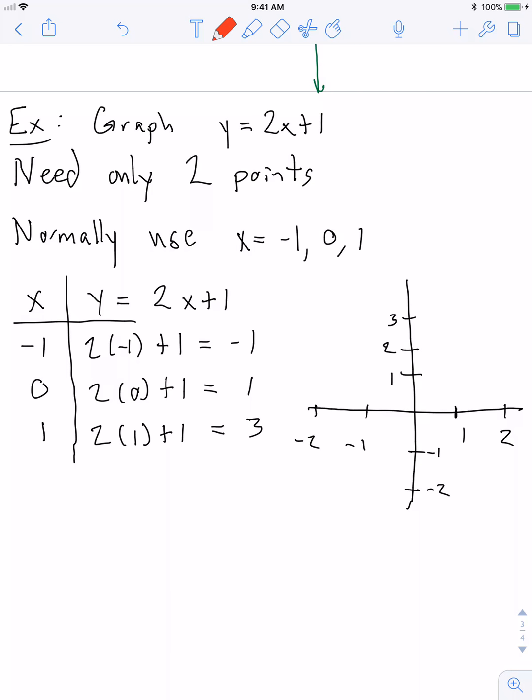So when x is equal to -1, y is equal to -1. So there's our first red point. When x is 0, y is 1. And when x is 1, y is 3. And now we simply connect our dots here with a straight line. And we'll pretend this is a straight line. And we've done it.